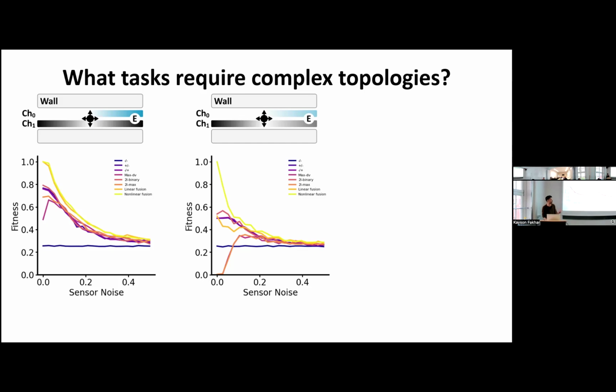Linear fusion performs somewhere in the middle. The orange line is somewhere around 0.5 and decays down. And only nonlinear fusion is optimal in this case. So to be honest with you, this is just the first part of the talk.